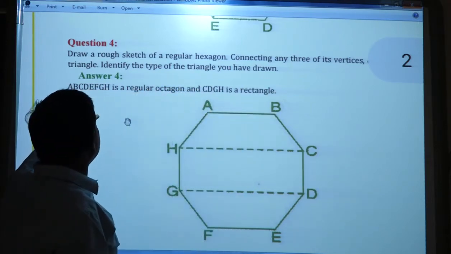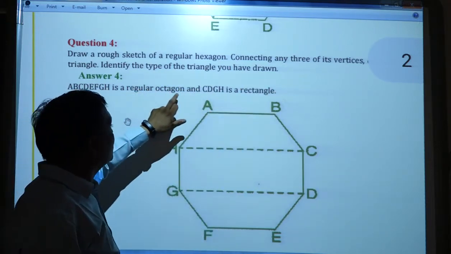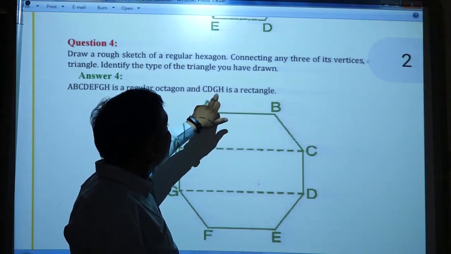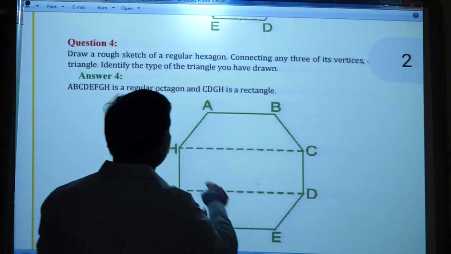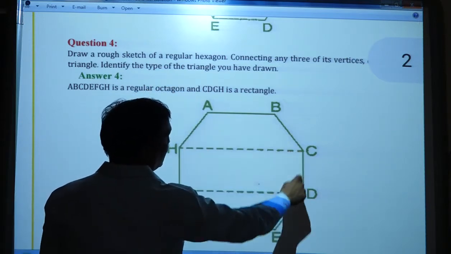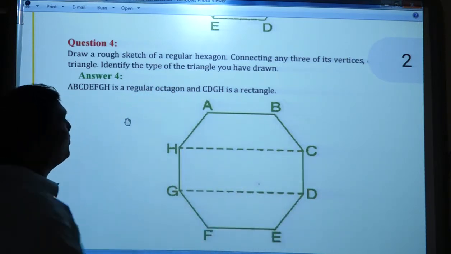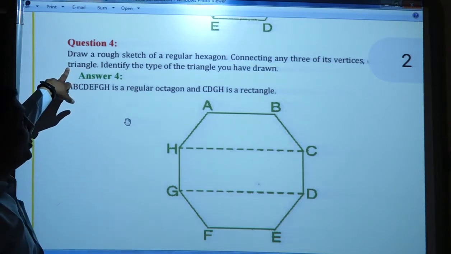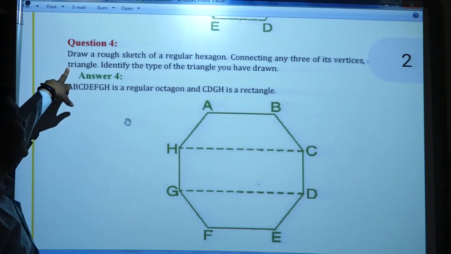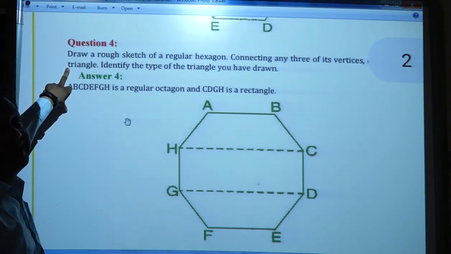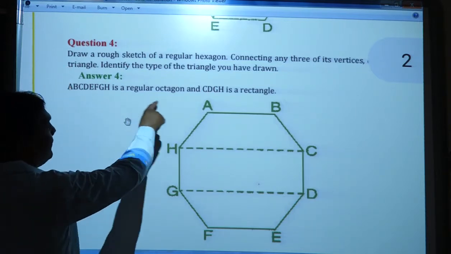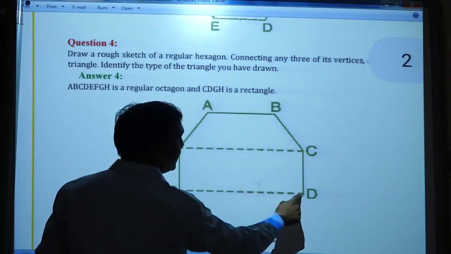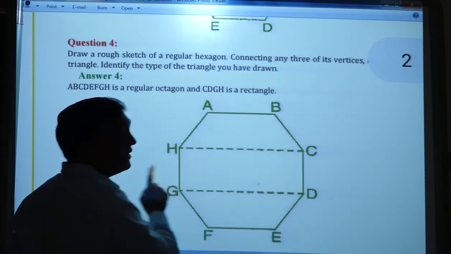Now here A, B, C, D, E, F, G, H is a regular octagon, and C, D, G, H is a rectangle. Then here it's connected. So with 3 vertices you will get a triangle, and if you connect 4 vertices, you will get a rectangle. Why? Because these 2 sides are equal and parallel. These 2 sides are equal and parallel.